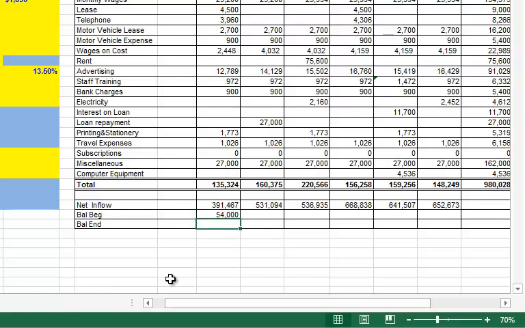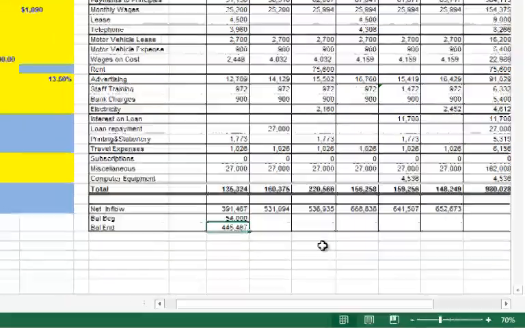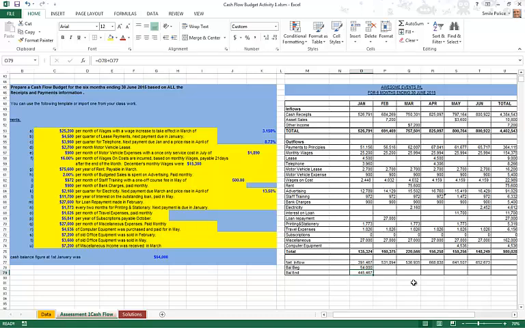Yep. So the balance at end is what our bank balance was, plus the net difference of money coming in, money going out. So in theory, that is our bank balance as of the end of January. Our bank balance should show 445,467, which is great.